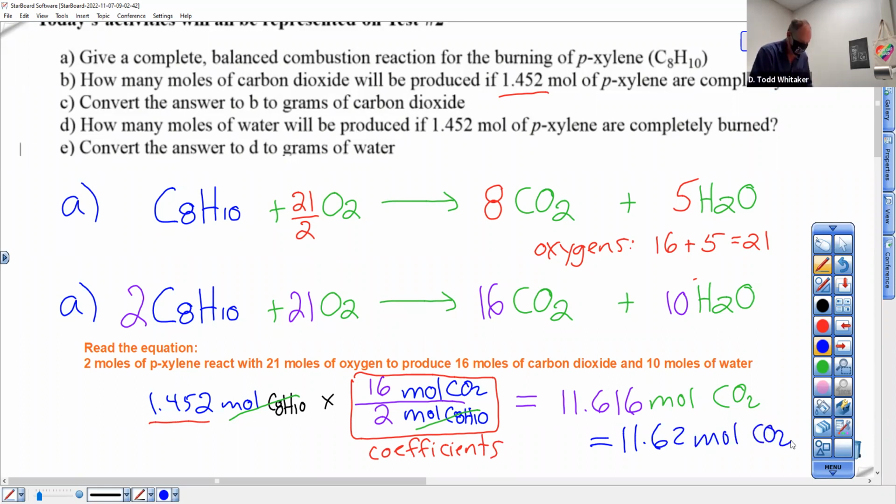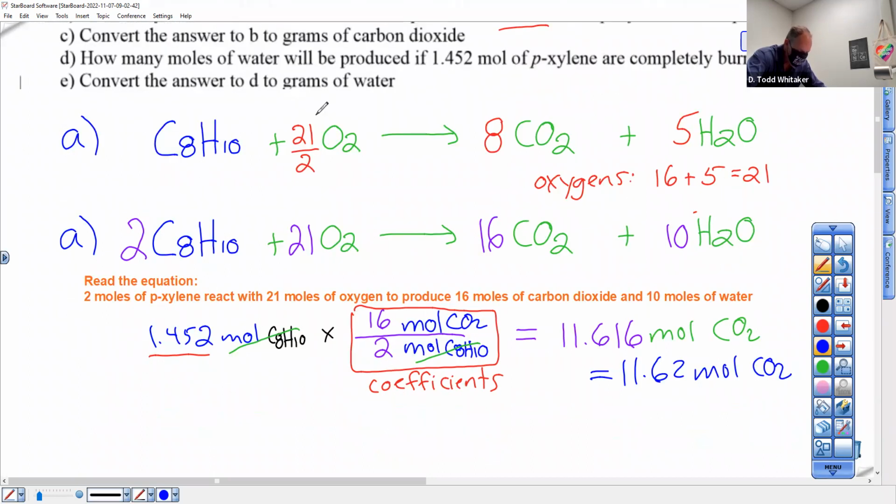All right, we got a question over on the right side here. No, we don't. Okay. So we have how many moles? Good. Convert the answer to B to grams of carbon dioxide. Oh, wow. How do you do grams? How do you do grams?